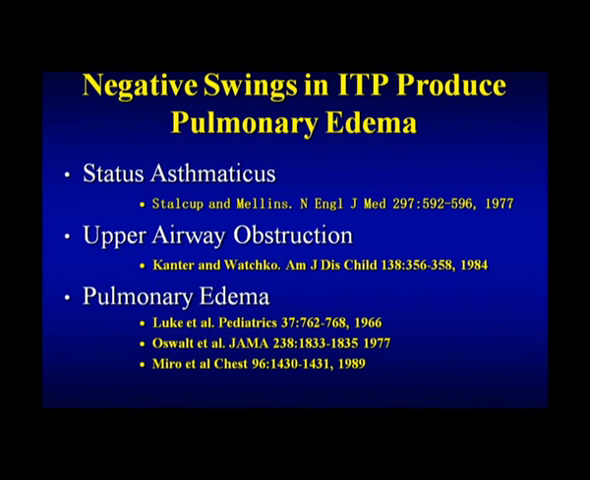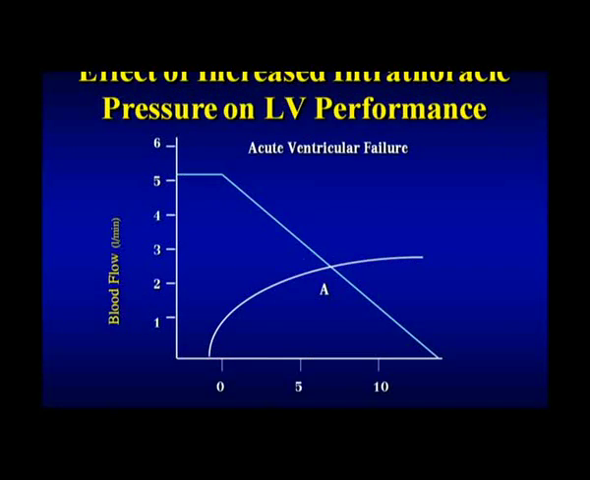This is the reason why negative swings in intrathoracic pressure cause pulmonary edema. This is why laryngeal spasm, airway obstruction kills you. You have the increase in venous return and the impediment to left ventricular ejection. Well, if that's true, if I make the pressure positive, although I'm going to decrease venous return, I might do the same as nitroprusside, decrease afterload.